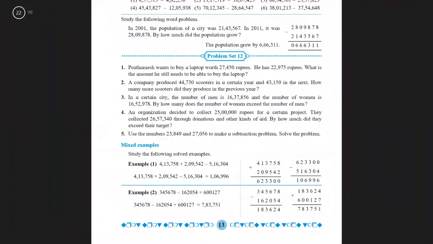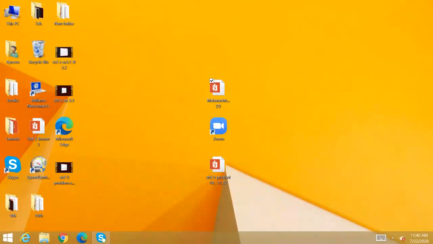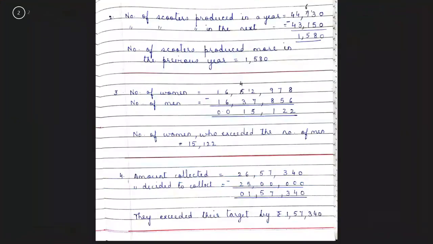We go to question number 4. An organization decided to collect 25 lakh rupees for a certain project. They collected 26 lakhs 57,340 through donations and other kinds of aid. By how much did they exceed their target? So they were supposed to collect 25 lakhs, but they have collected 26 lakhs 57,340. That means they have collected more than the target. By how much more have they collected? To find that out, we will subtract what they collected from the target amount to get your answer.